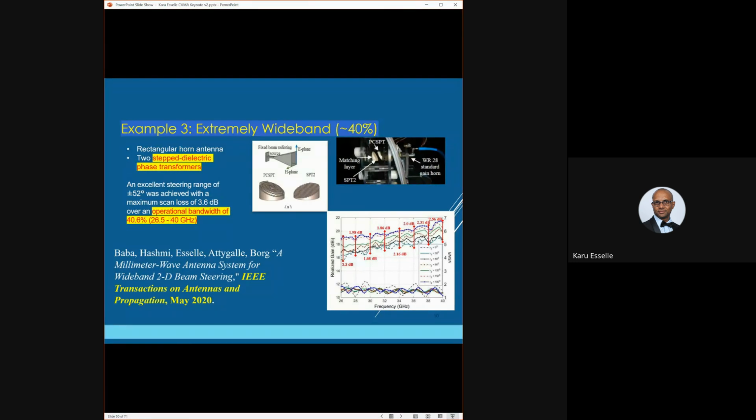Only in one case, I don't know why I said here 3.6 dB scan loss or maximum, because the data we have here, the maximum scan loss due to steering is 3.2 dB. That is only this frequency. A lot of other frequencies is much less. So that's very good complete beam steering. So that's another transaction paper in 2020.